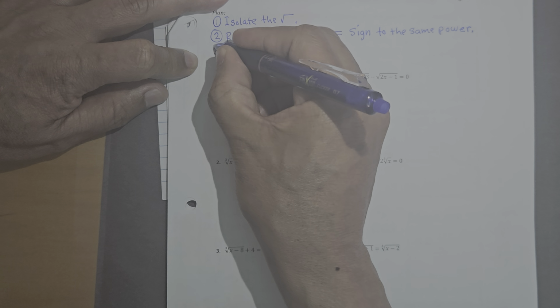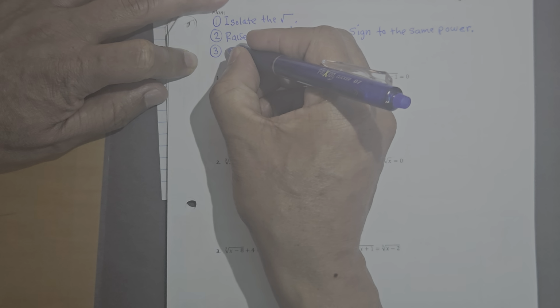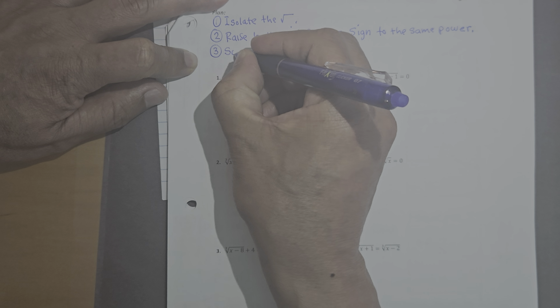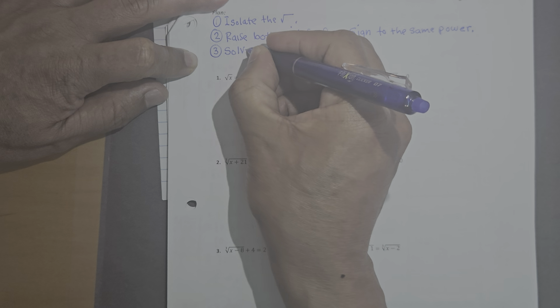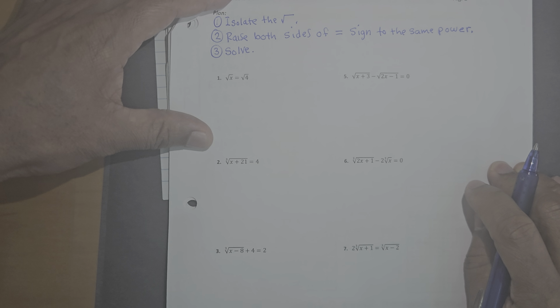Step number 3, once you raise the 2 sides of the equation to the same power, then that'll give you a linear equation today. So you can solve linear equations by now because that's what you have been doing for the last couple of years.